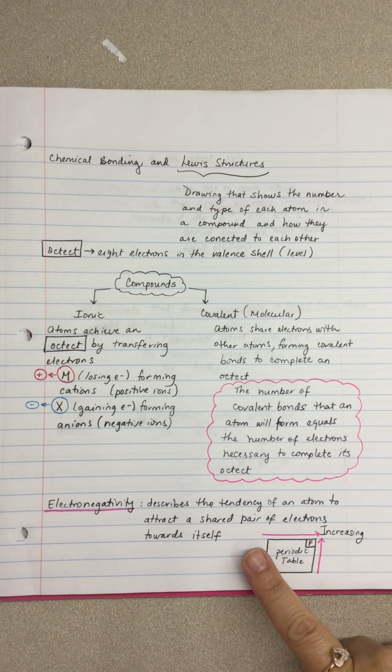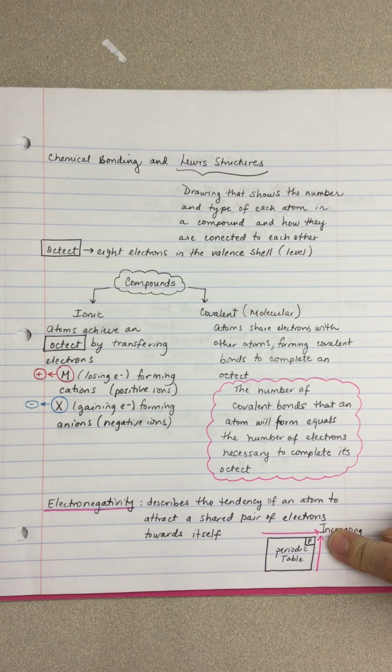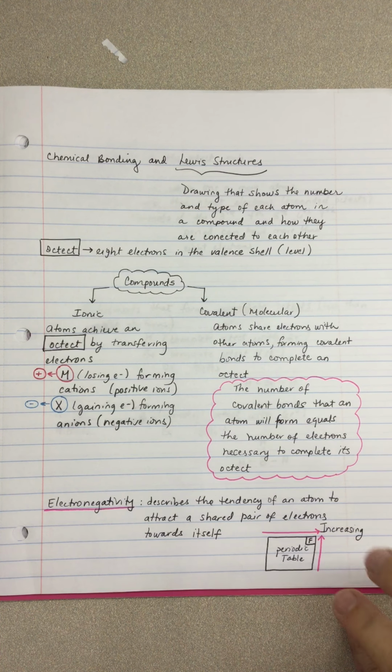Electronegativity increases as you move to the right and as you move up in the periodic table. And I have fluorine there, because whenever you get to see the numerical values for electronegativity, you will see that the numerical value for fluorine is the highest out of all the elements in the periodic table.